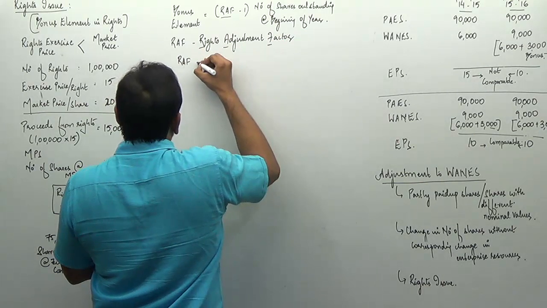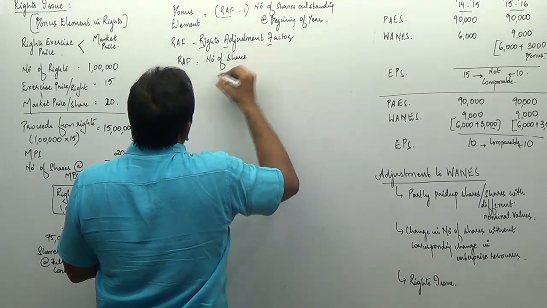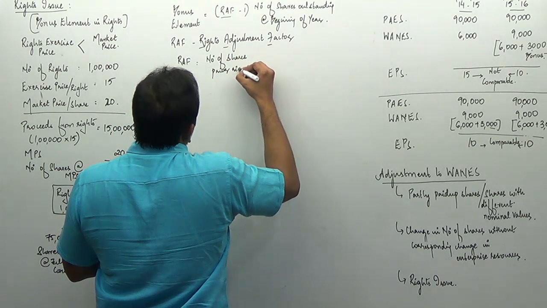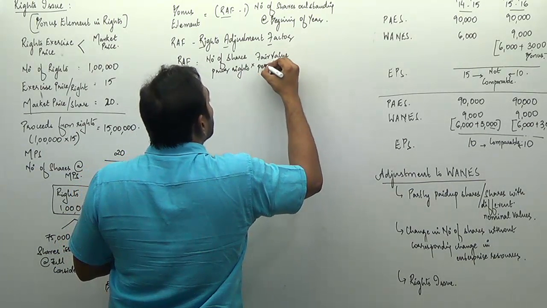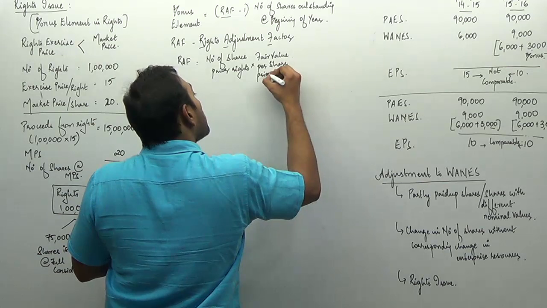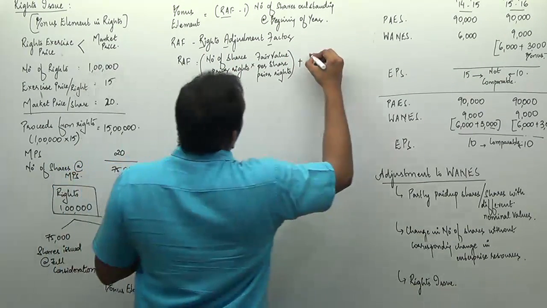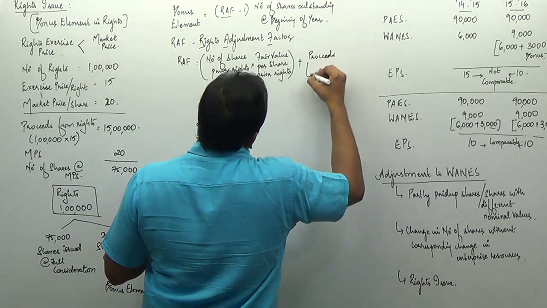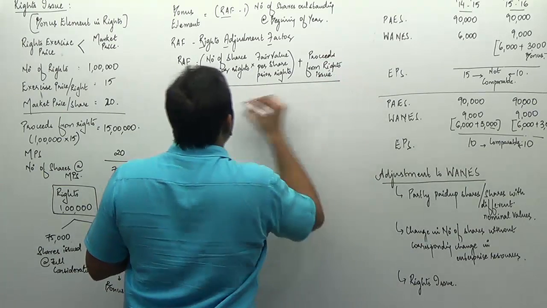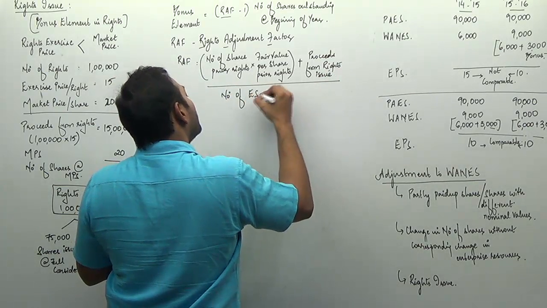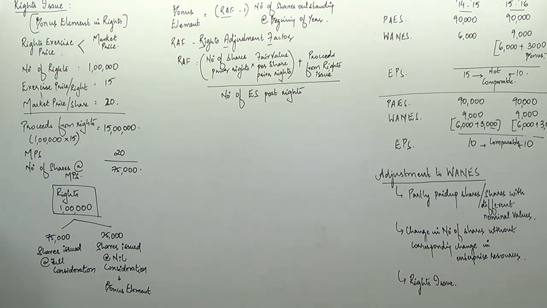How do I calculate it? RAF is equal to number of shares prior rights into fair value per share prior rights, plus proceeds from rights issue, the whole divided by number of equity shares post rights. Post rights is nothing but number of shares prior rights plus rights issue shares.